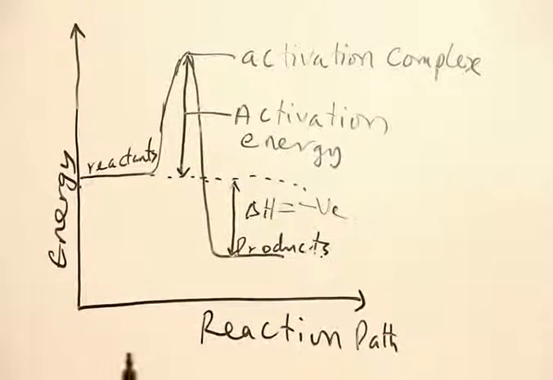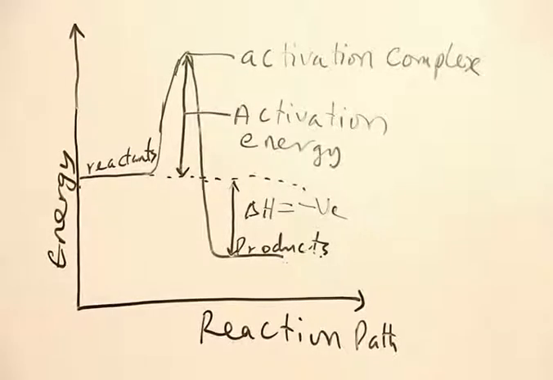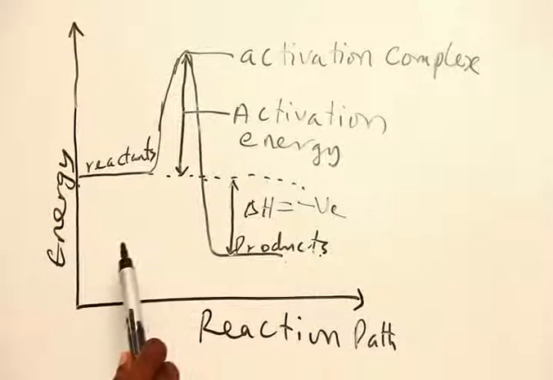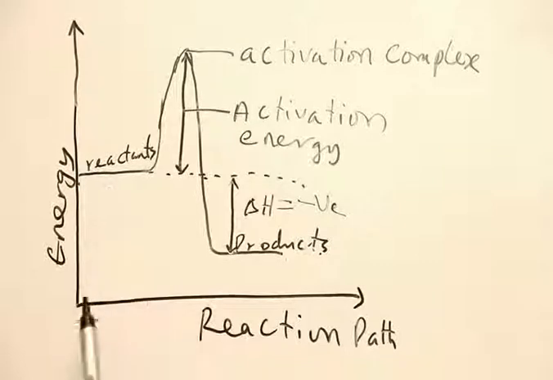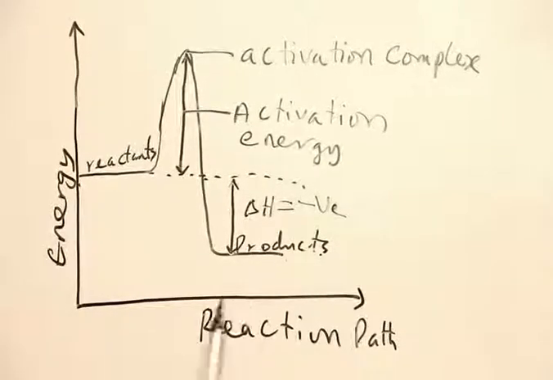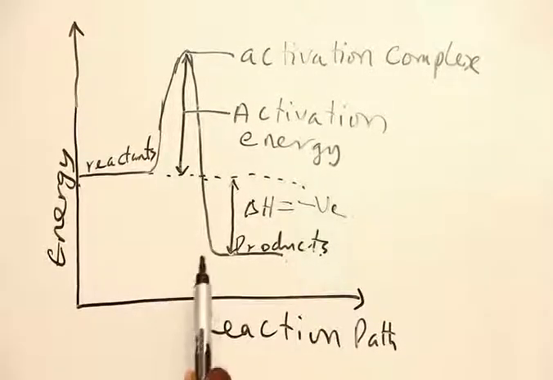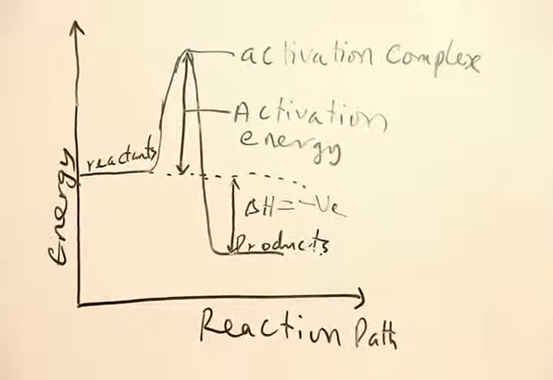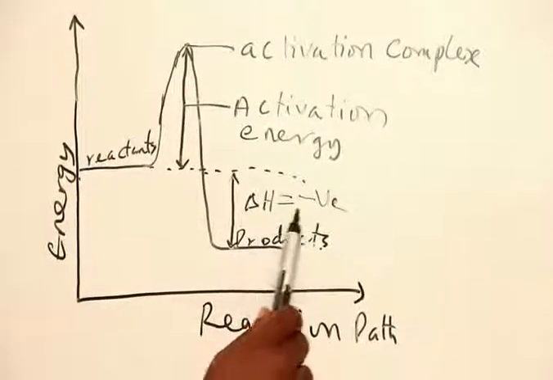In the energy profile diagram for an exothermic reaction, we can see here that the energy of the reactant is greater than the energy of the product. Hence, heat is released to the surrounding and the heat of reaction is negative.